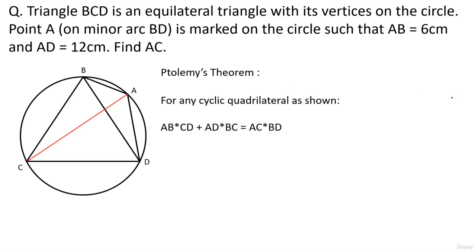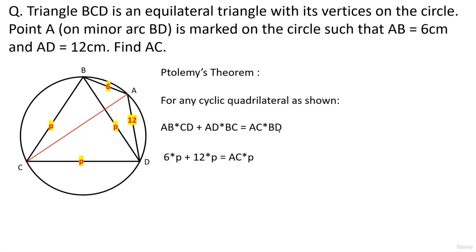So in this case, for any cyclic quadrilateral, AB into CD plus AD into BC is AC into BD. The sum of the products of the opposite sides is equal to the product of the diagonals. Now you can just assume the sides of the equilateral triangle as P in this case. We have been given AB as 6 and AD as 12, and AC is to be found.